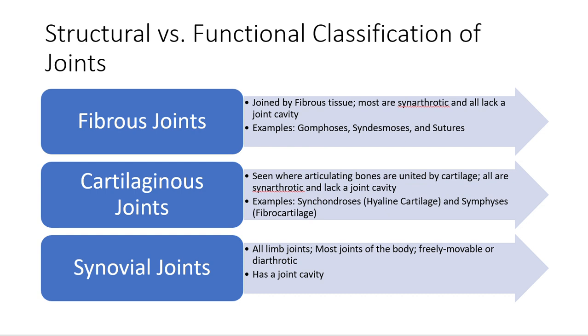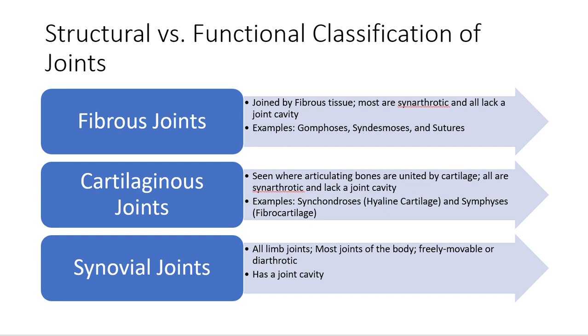Synovial joints are made up of many components like articular cartilage, ligaments, tendons, synovial fluid, but the big thing that synovial joints have is a joint cavity. So when we're talking about what these joints are made up of, that's their structural classification. But we can also look at the functional classification, like the fact that fibrous and cartilaginous joints are synarthrotic, or don't really move too much.